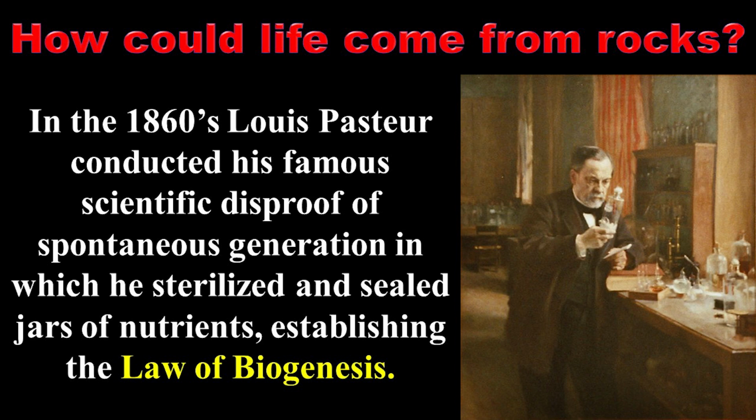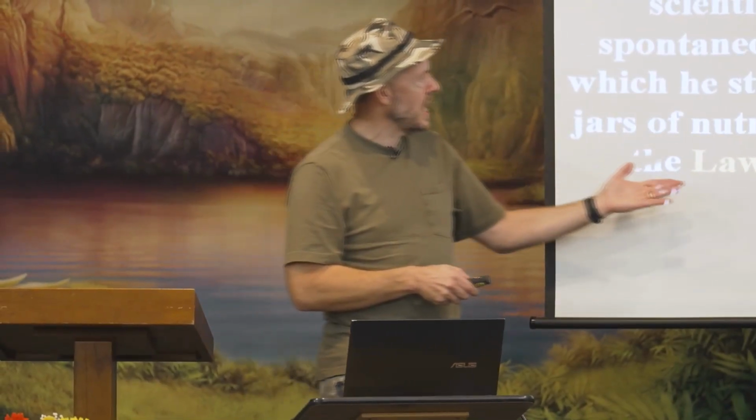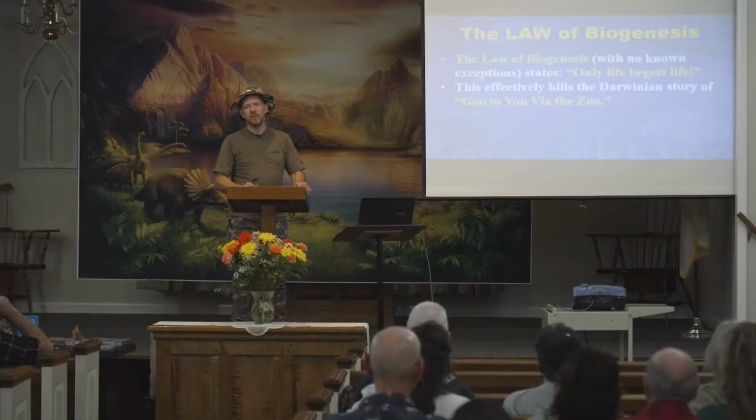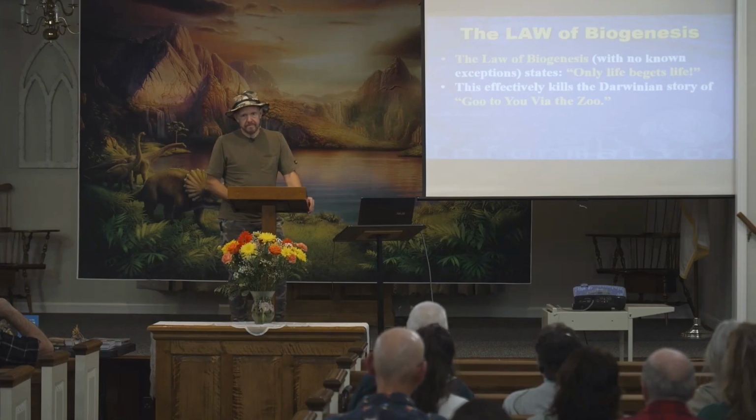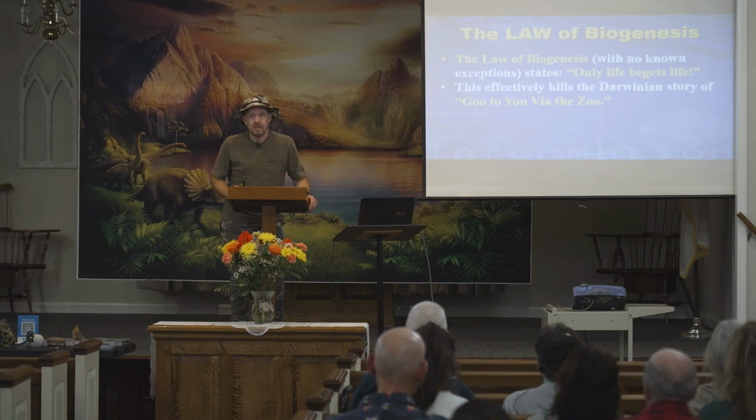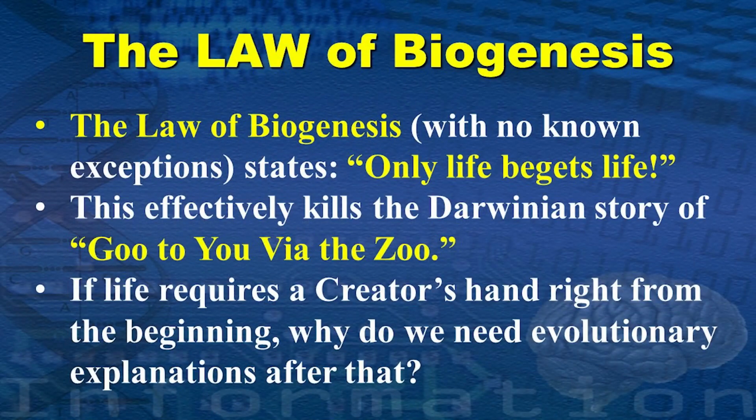And his process of boiling, sterilizing, we still use, it's called pasteurization. We drink pasteurized milk. We have pasteurized yogurts. But really, Louis Pasteur is most famous for establishing the law of biogenesis. That is, only life begets life. It basically kills off this whole idea of goo to you via the zoo. It's a law, it's a scientific law, no known exceptions. Life doesn't come from non-life. And if you need a creator to start with the first form of life, well, then why can't he just make the various kinds of organisms just like he says he did in the book of Genesis?